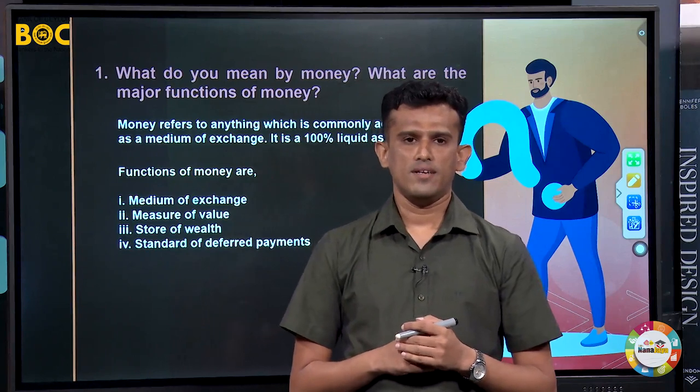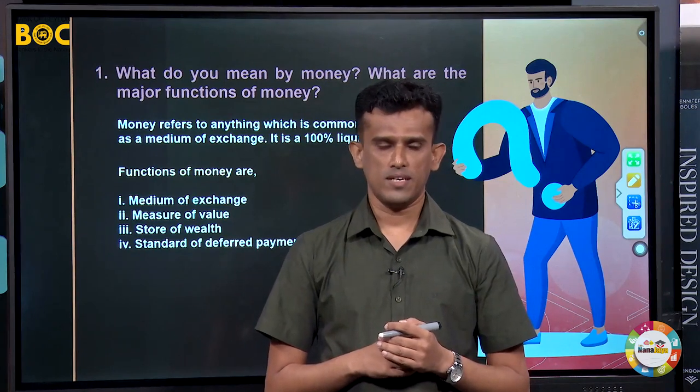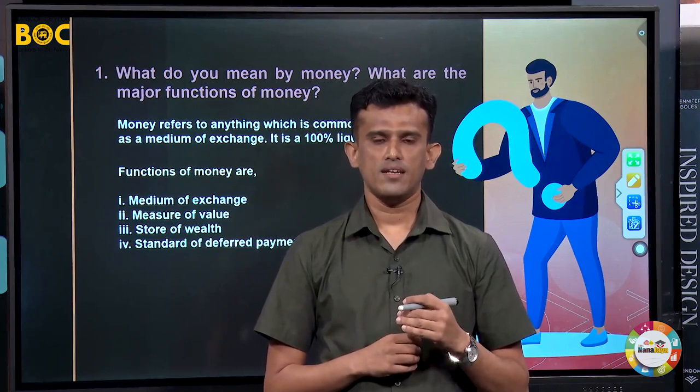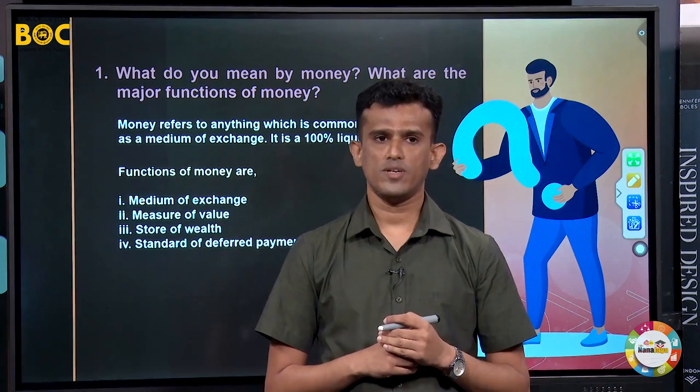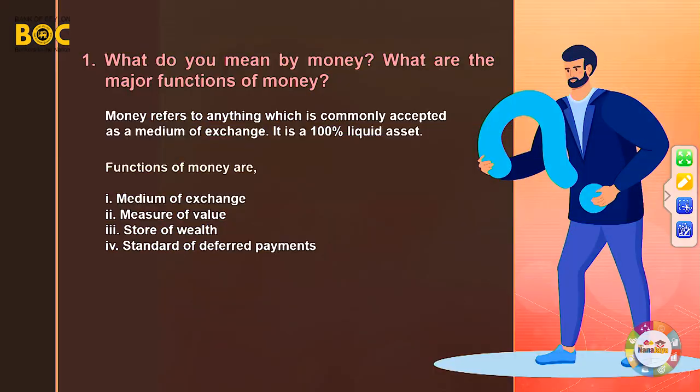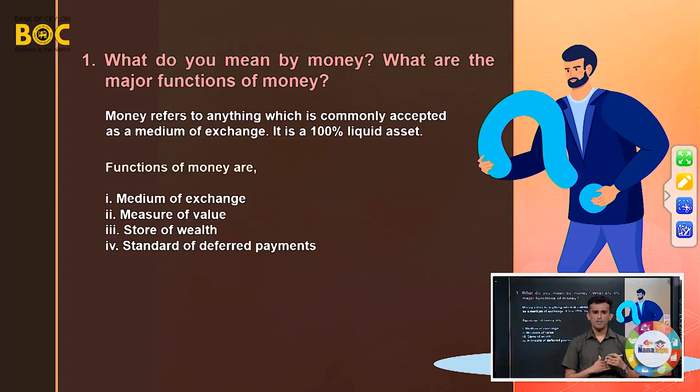So we can define money in that way. And we identify four functions in relation to money. Money is acting as a medium of exchange. Money is acting as a unit of accounting. Money is acting as a store of wealth. And money is acting as a standard of deferred payments. We can make payments in terms of money for anything we purchase in the market, and we can sell the goods and services we produced for a certain monetary value. We identify this as the function of money as a medium of exchange.